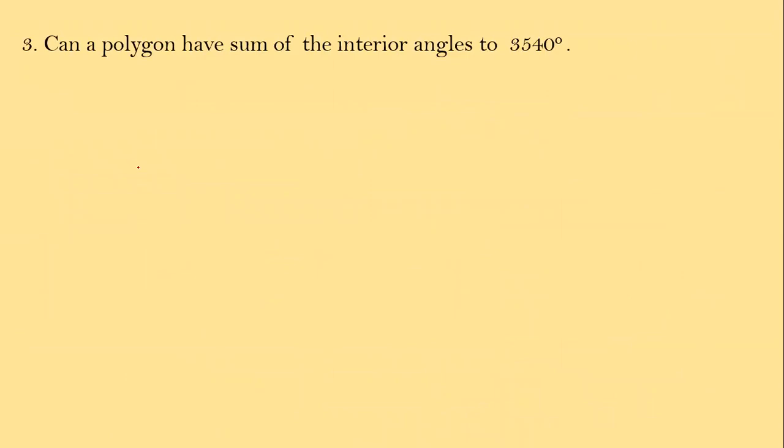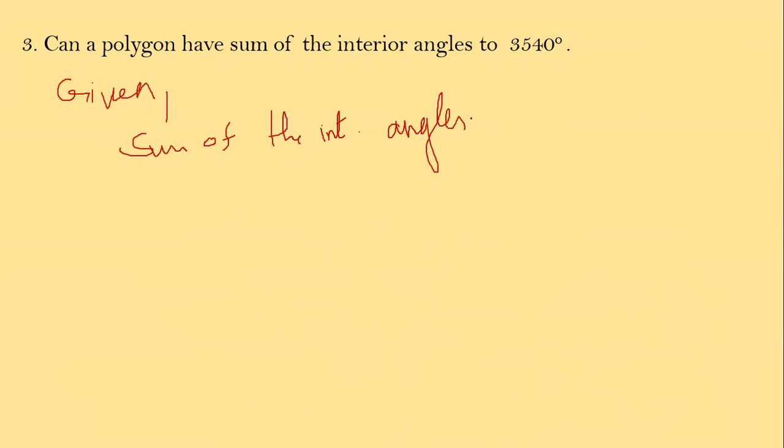Here we are being asked whether the sum of interior angles of a polygon can be 3540. So what is given to us? It's again the sum of the interior angles of a polygon. Is it given to us? The answer is yes. How much is it? 3540 degrees.